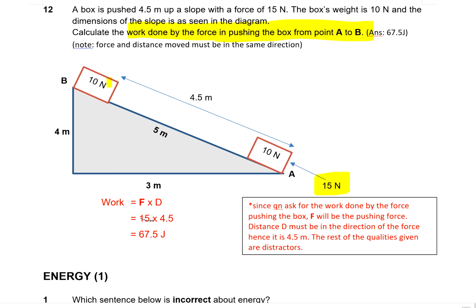And so this force is acting in this direction, right? So when you multiply, you will multiply by the distance moved by the box in this direction. So that would be 4.5. So 4.5. And then your final answer, 67.5 joules.